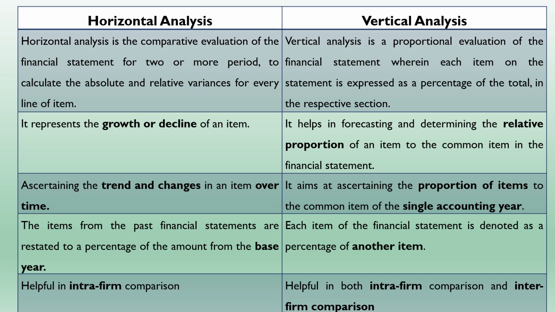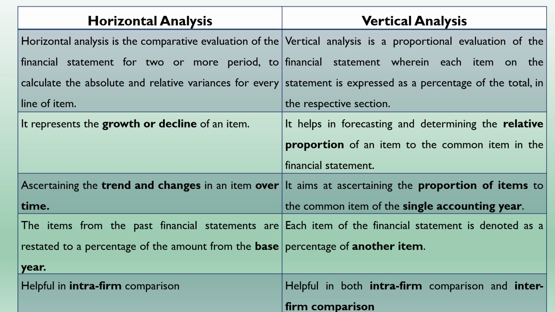Now let's see the difference between horizontal analysis and vertical analysis. Let's look at the definition first. Horizontal analysis is the comparative evaluation of the financial statement for two or more periods to calculate the absolute and relative variance for every line item. Whereas vertical analysis is a proportionate evaluation of the financial statement wherein each item on the statement is expressed as a percentage of the total or the base value in the respective section.